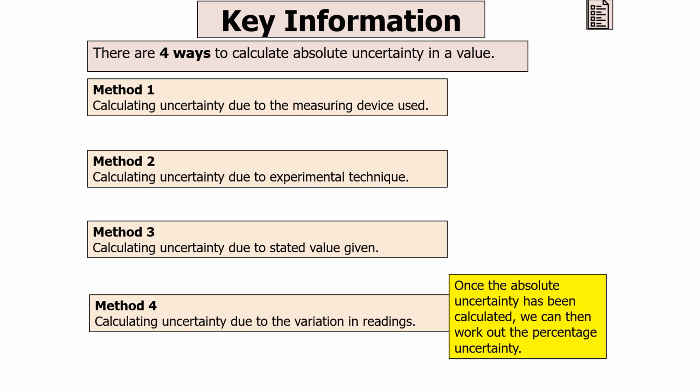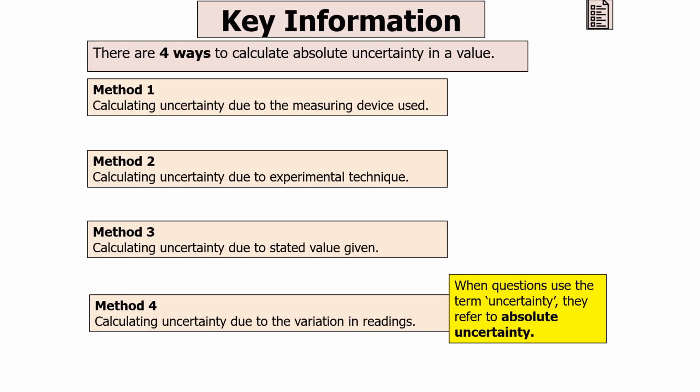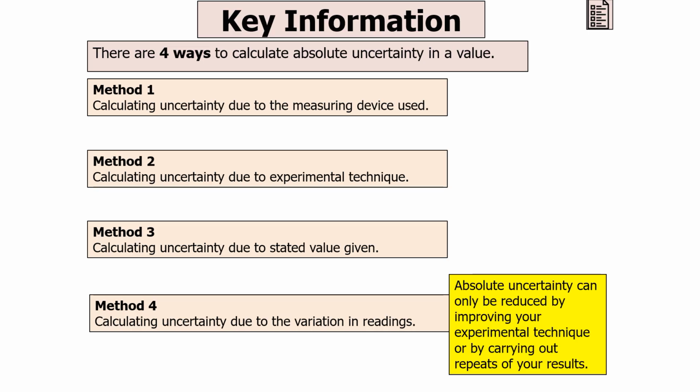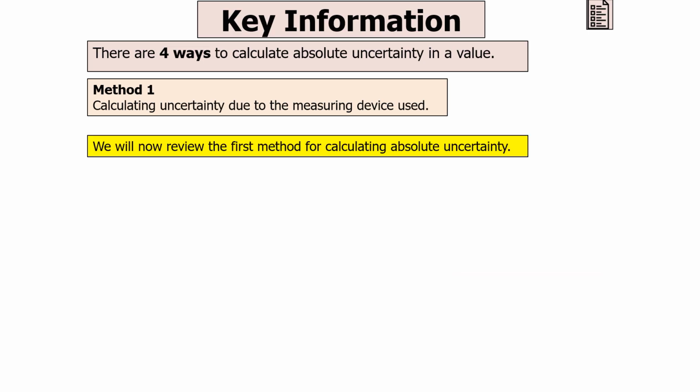Now once the absolute uncertainty has been calculated, we can then work out the percentage uncertainty. Now it tends to be that when questions use the term uncertainty, they're referring to the absolute uncertainty. I would only calculate percentage uncertainty when the question explicitly states it. Now absolute uncertainty can only be reduced by improving your experimental technique or by carrying out repeats of your results. So let's have a look at reviewing the first method for calculating absolute uncertainty.